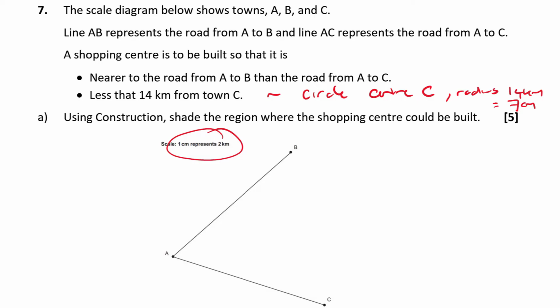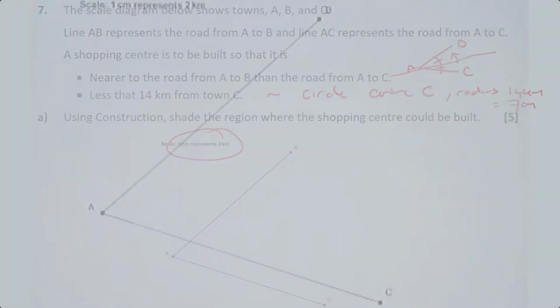Okay, so in that case, it's nearer to AB than it is to AC, so I need to find the points that are equally distant from those two roads, and then I'm going to want the ones on that side of it, which is the angle bisector of this angle. That's what I need to construct. So I need to construct an angle bisector of BAC, and I need to draw a circle radius 7 centred on C, and then I can shade my region. Okay, so let's do that then.